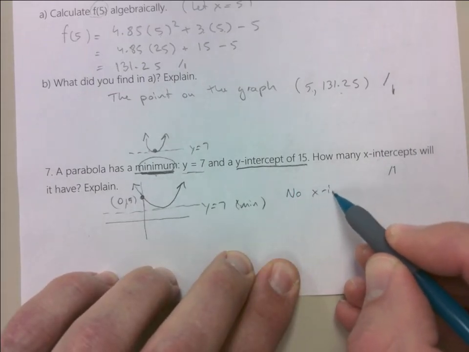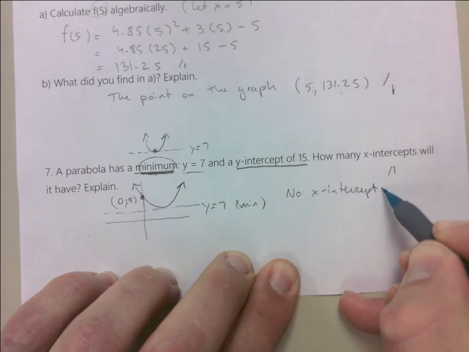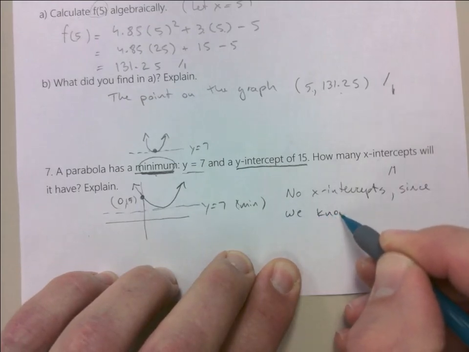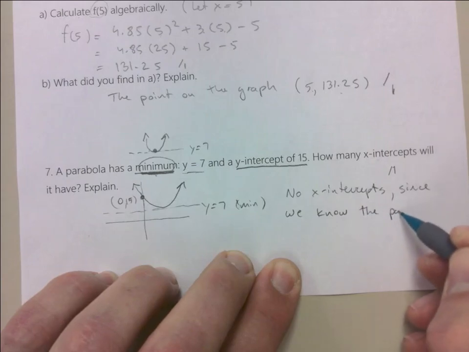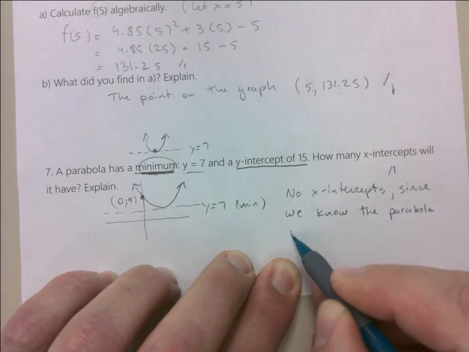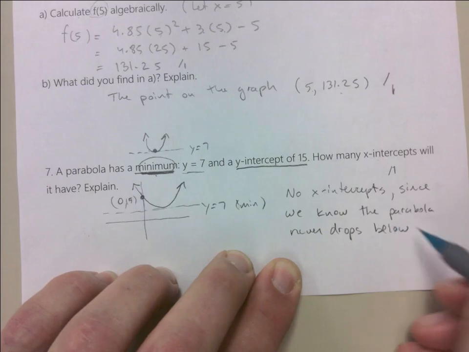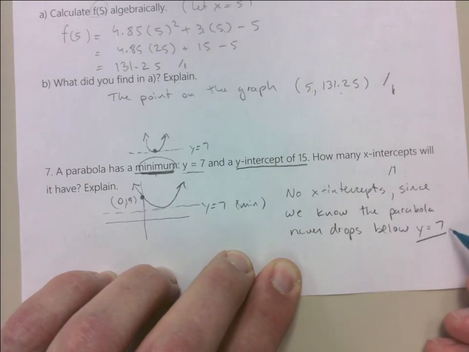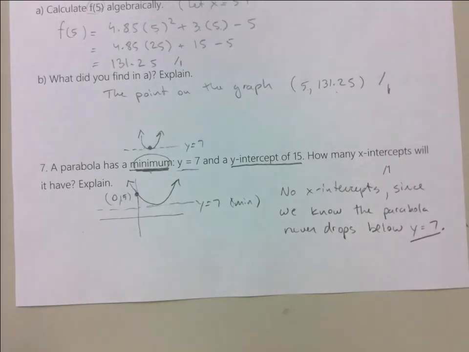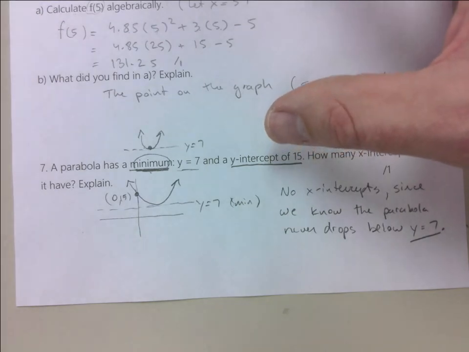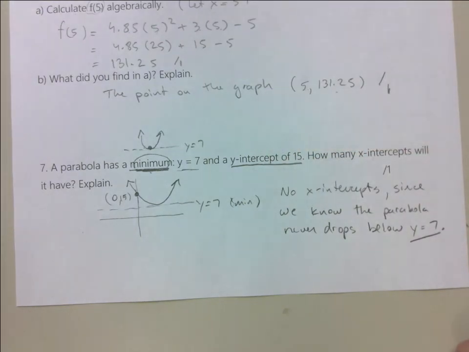No x-intercepts, since we know the parabola never drops below y is equal to 7. That could be one way of explaining that. And I didn't even have to give you the y-intercept, so that's too much information maybe. You didn't really need that. But here we go. A mark for that.